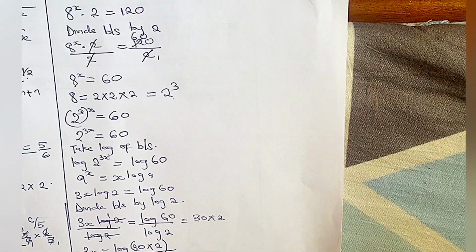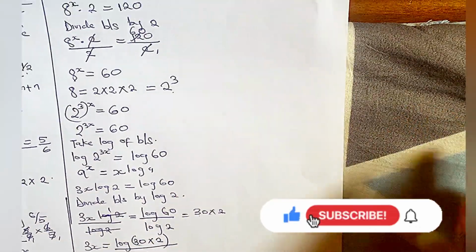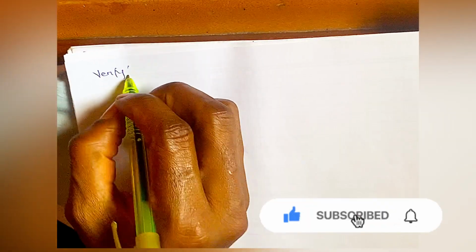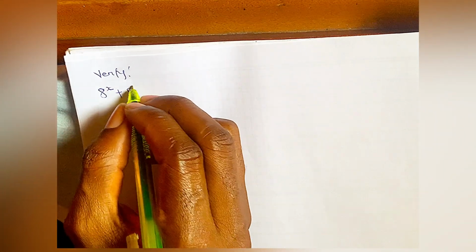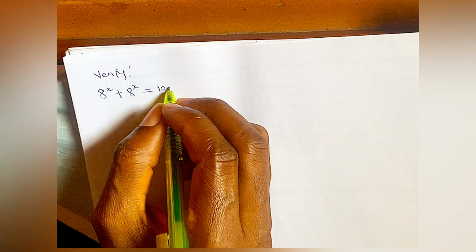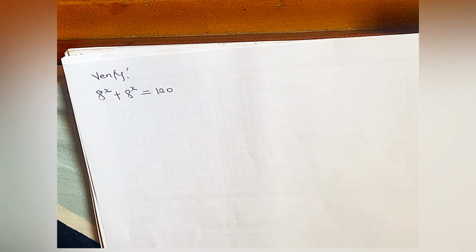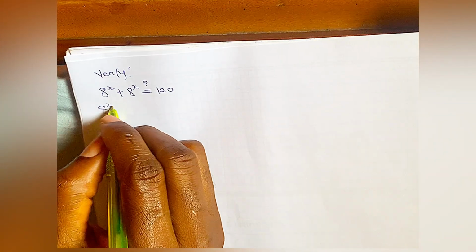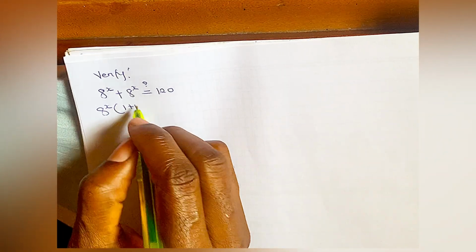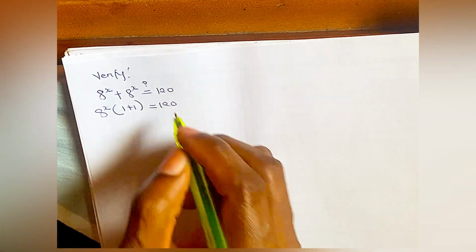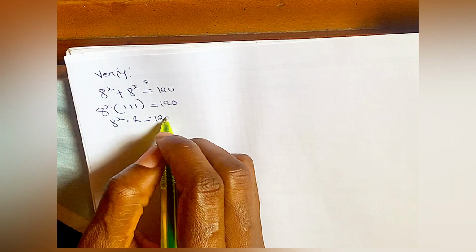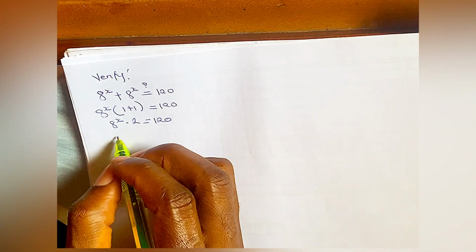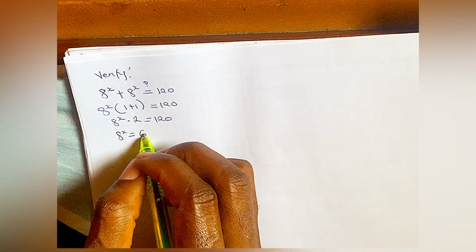Let's do a verification and see if we got our answer correctly. Okay, so our initial equation is a to the power of x plus a to the power of x is equal to 120. Now I want to check if this is correct. So this is a check. So we have a to the power of x, open bracket 1 plus 1, that is equal to 120. A to the power of x multiplied by 2 is equal to 120. Divide both sides by 2, you have that a to the power of x is equal to 60.